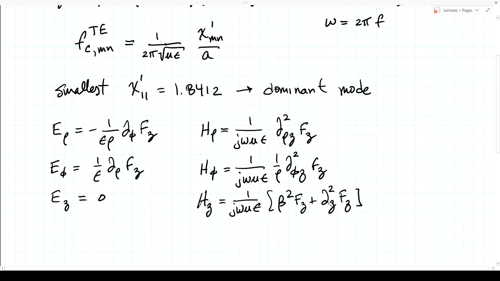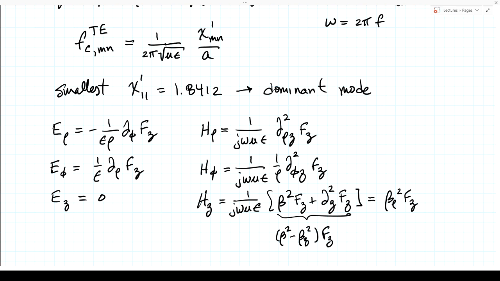And this one actually is pretty easy because the Z dependence of FZ is e to the minus j beta z Z. And so two derivatives bring down a factor of minus j beta z all squared, which is minus beta z squared. So this becomes beta squared minus beta z squared FZ, which, because beta squared minus beta z squared is just beta rho squared, that's beta rho squared FZ. So that one's pretty easy.